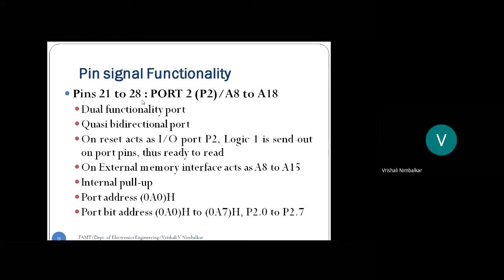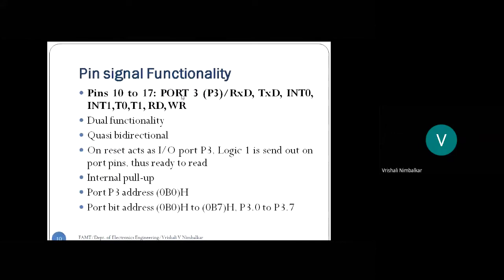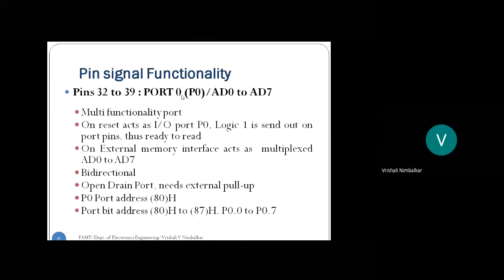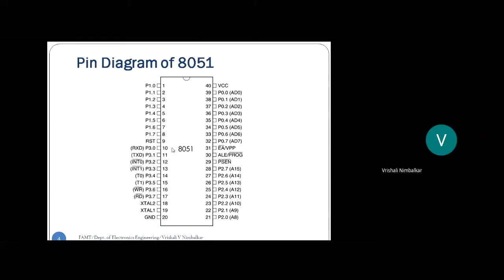Is that okay? Next, port 3. Now, if you look into the pin diagram, see here, port 3 begins from pin number 10, 11, 12 up to 17. That is port 3. And for each pin of port 3, see, P3.0 is combined with RxD. What is RxD? The receiver bit used during serial communication. So TxD and RxD are the two pins required for serial communication. RxD is the pin to receive data.